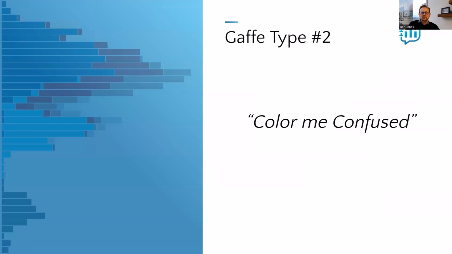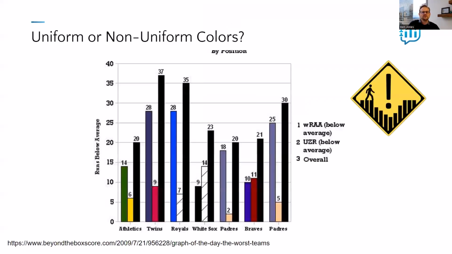Okay, type number 2 is all about color. Color is such a double-edged sword, so powerful, but also so easy to get wrong and to cause confusion. So color me confused, that's our category number 2. This one was shared by a student of mine at University of Washington's MBA program at Foster School of Business.